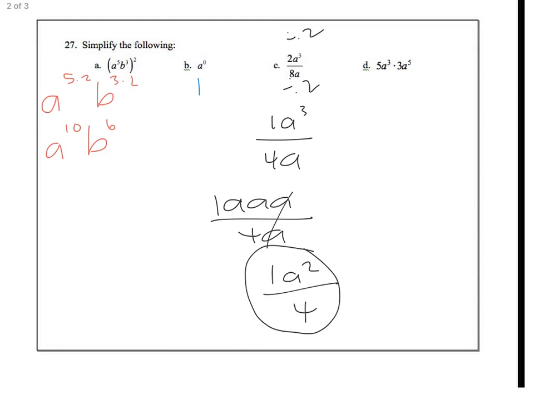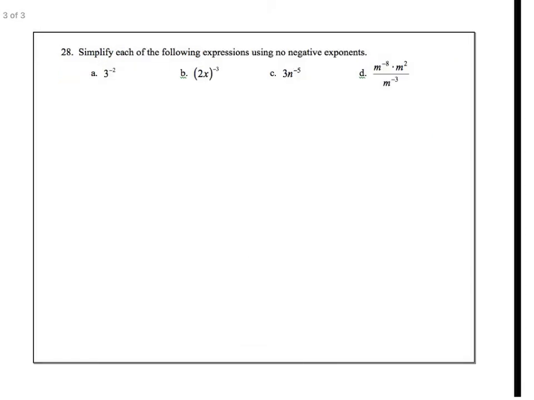Alright, D, 5a cubed times 3a to the 5th. Well, the 5 and 3 are multiplying, so that gives me 15. And then I would have a to the 3 plus 5. So my final answer is 15a to the 8th. Okay, a couple more. Simplify each of the following expressions using no negative exponents.